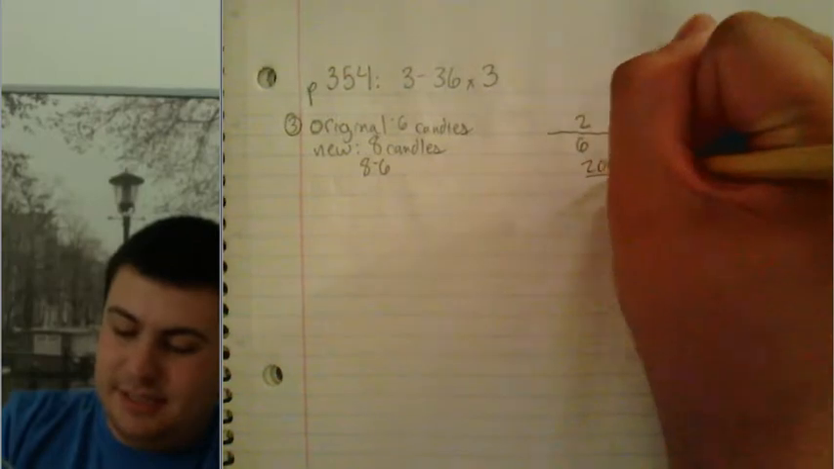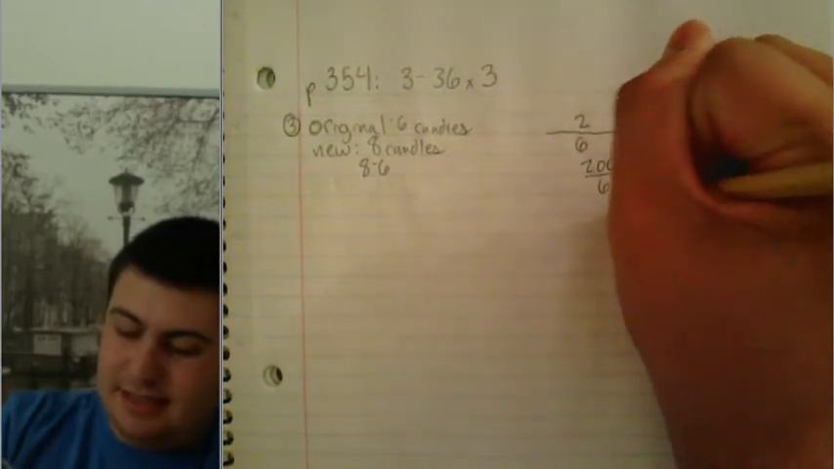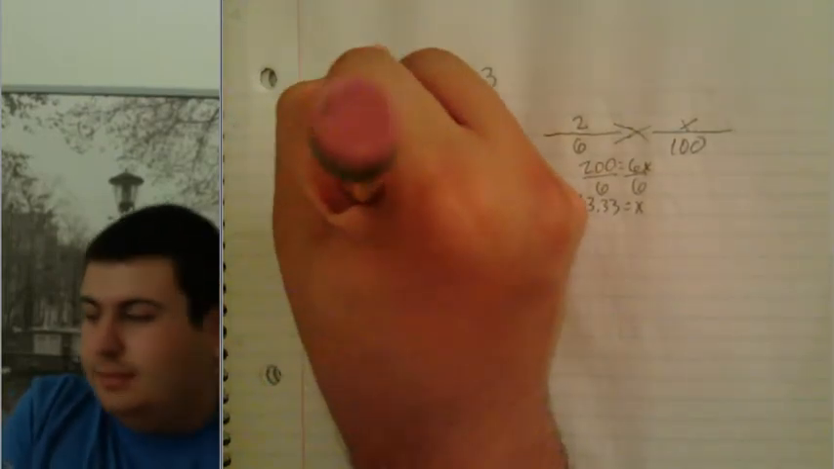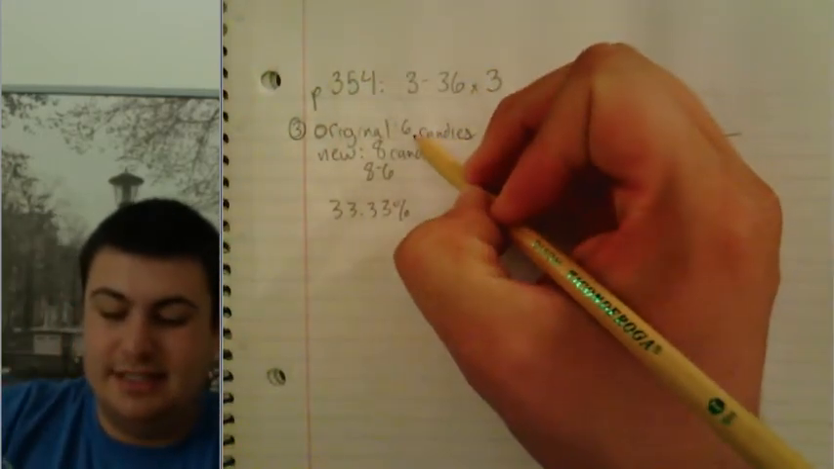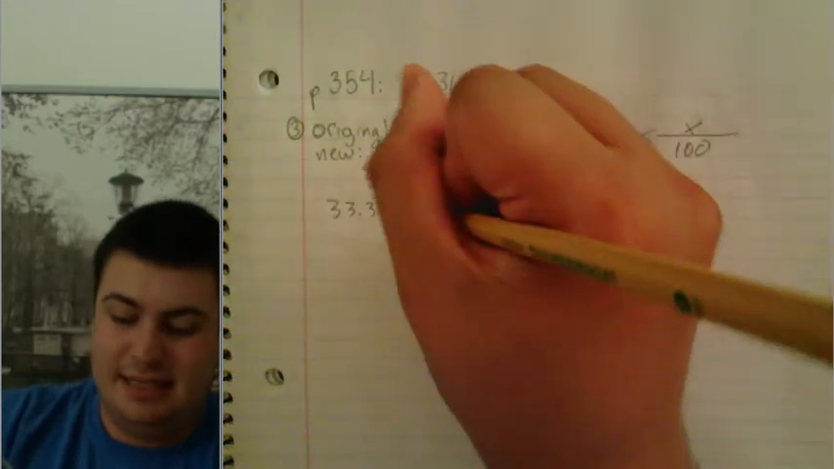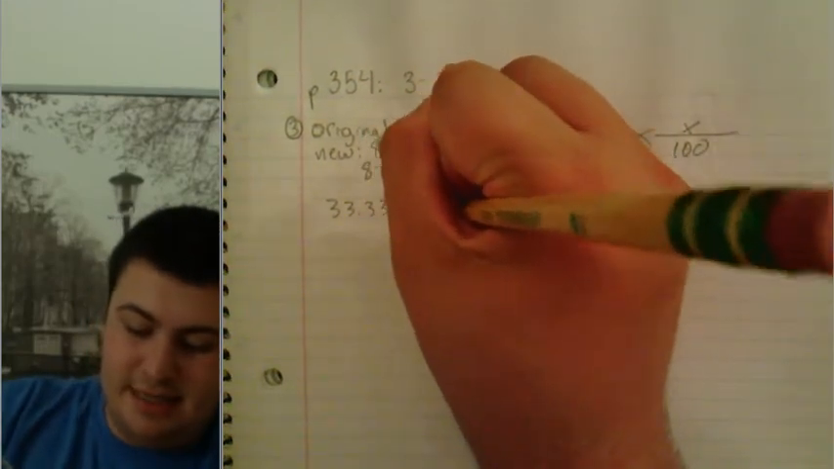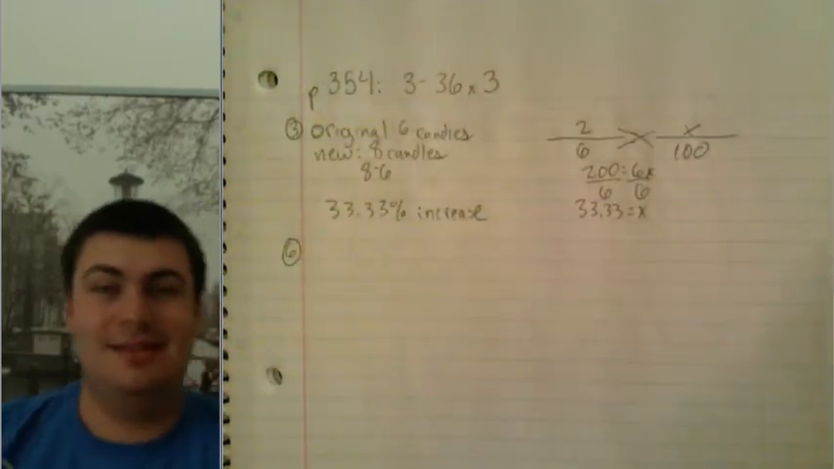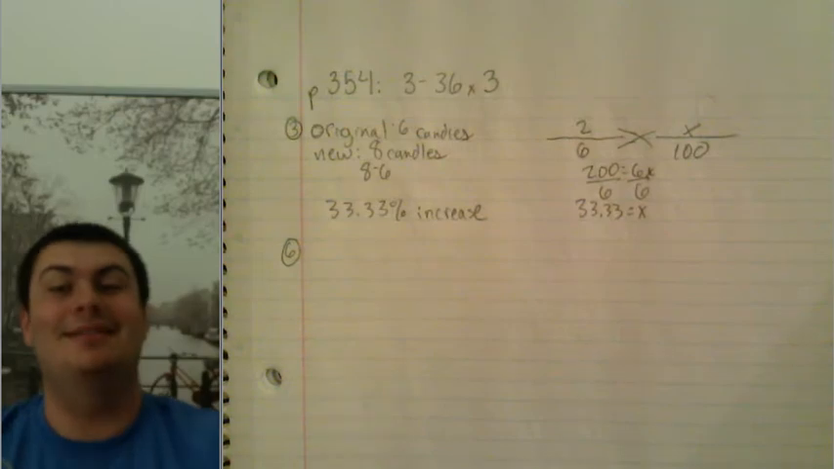We divide both sides by 6. x comes out to be 33.33. So this is a 33.33%. And let's see, is it an increase or a decrease? We go from 6 to 8. This is a percent increase. Skip a line, multiples of 3, so we're going to go right to number 6 and figure out some percent increases and decreases.